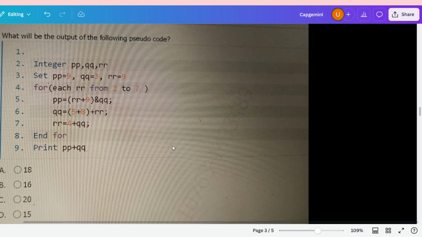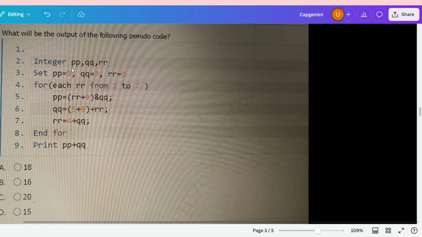So for this, at first they have initialized the value. Okay, then there is a for loop. Okay, there is a for loop, for each r from 2 to 7.